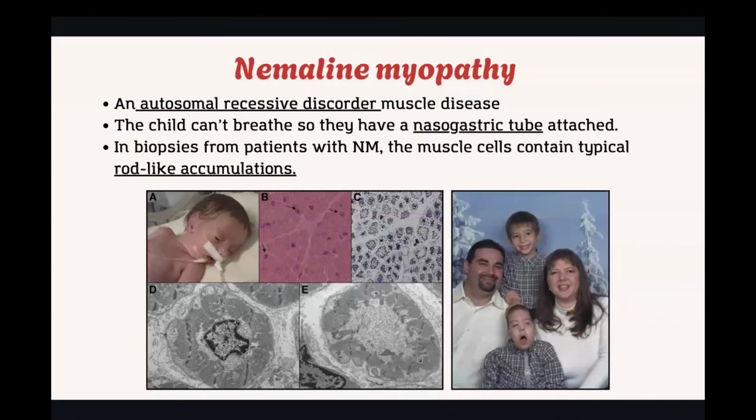Okay. Now, another myopathy, we have nemaline myopathy. All you need to know about this disease is that it's an autosomal recessive disorder, and that those patients cannot breathe, so they need to be put on a nasogastric tube. What's very important is the rod-like accumulations. So nemaline myopathy, showing proximal muscle weakness, patient cannot breathe, so they put a nasogastric tube. On biopsy, they saw rod-like accumulations. Think nemaline myopathy, and these are the pictures for nemaline myopathy. Honestly, I don't know what this picture has to do with the disease.